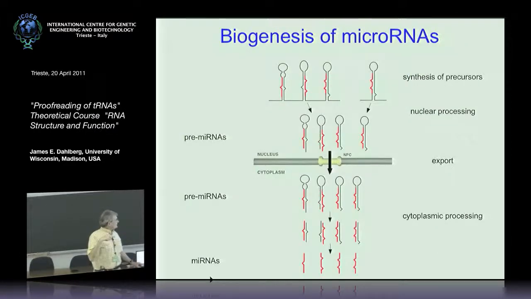You've already heard about this. MicroRNAs are made in the nucleus as precursors, which are exported. And this is the event that we're interested in studying right now, the export of the pre-miR from the nucleus into the cytoplasm.